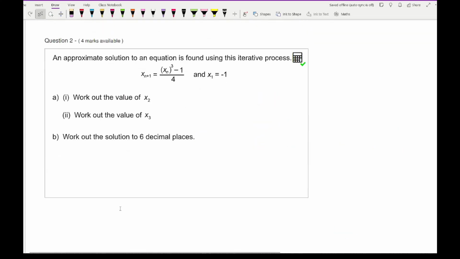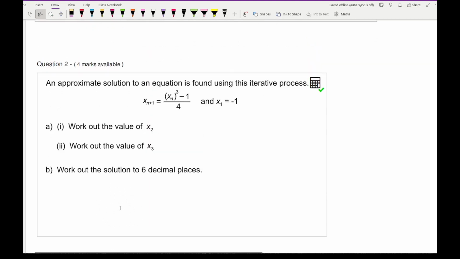Onto question 2, so let's just zoom in so you can see that. This one is a calculator question. It says an approximate solution to the equation is found using this iterative process of un plus 1 equals un cubed minus 1, all divided by 4, where x1 equals minus 1. Work out the value of x2 and x3 for part A.